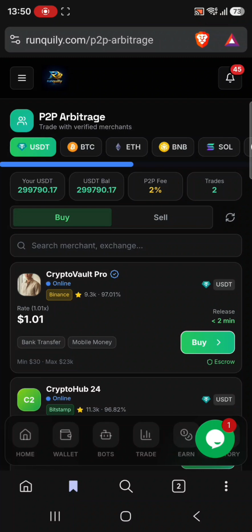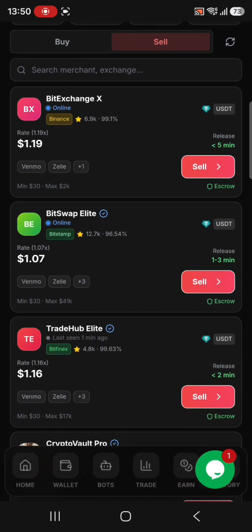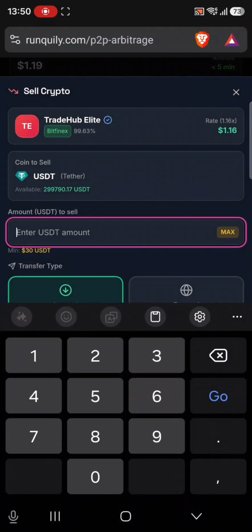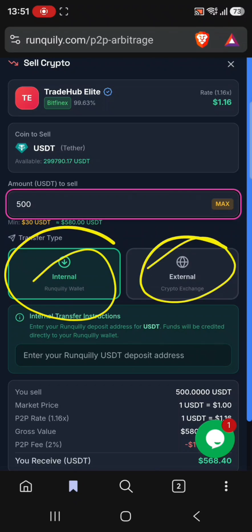After you fund your Ranquilly, you will unlock your arbitrage opportunities. Then now you don't buy here, you just sell, and we'll be selling USDT, though you can substitute. I'm selling USDT because it takes the shortest time to be approved because of the blockchain, but you can substitute with other cryptocurrency. So you can see I'll be selling 500 USDT, and there are two things here I want you to master. You can receive your profits direct to your internal wallet, or you can receive direct to your external wallet. What does that mean?